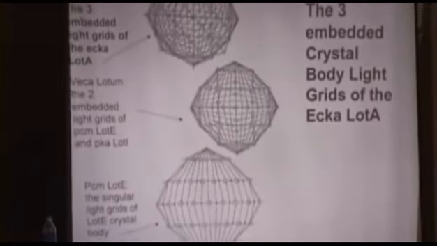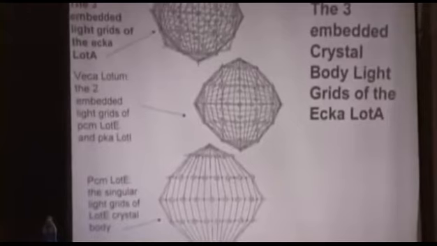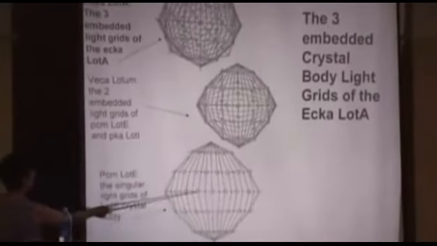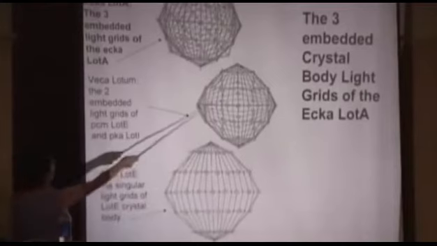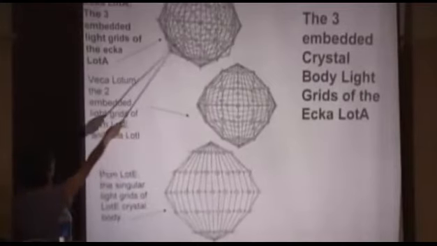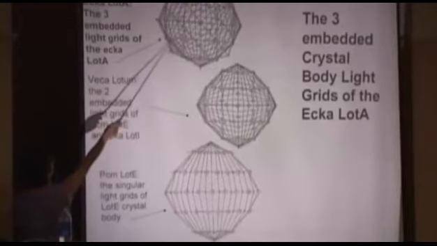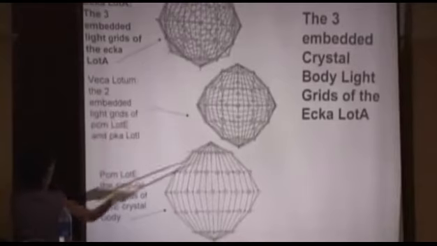And these are the forms of the crystal body light grids. This is the Particum Lo Ti light grids. This is for the Vecca Lo Tum, and this is for the Eka Lo Ta. So this one is actually bigger than either of these, relatively.